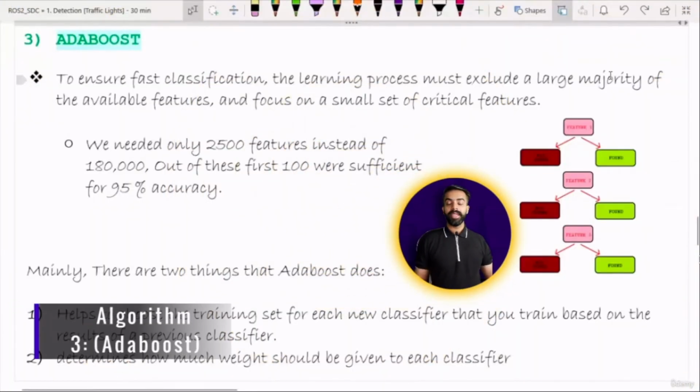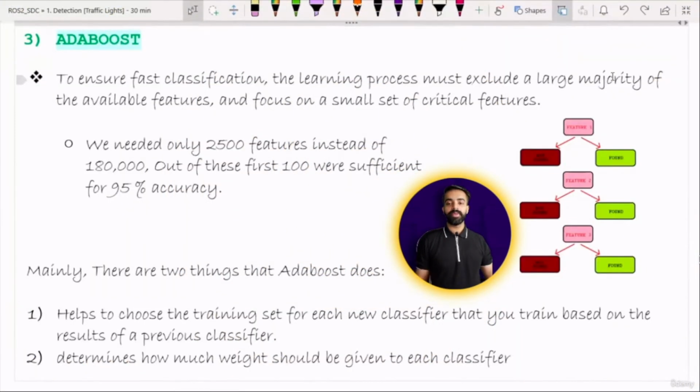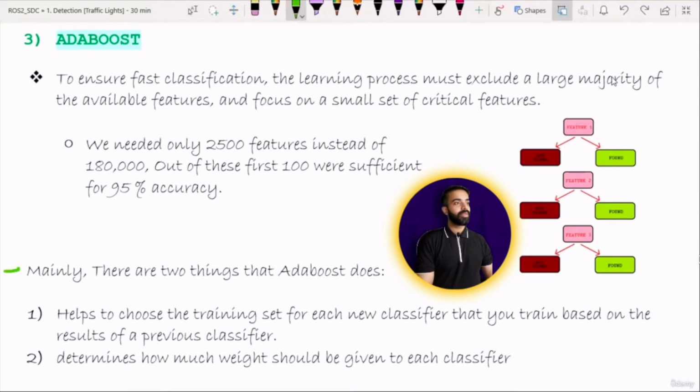A critical component in making the Haar cascade an efficient algorithm was AdaBoost. The concept was to exclude a large number of less important features and only focus on the most important ones. This meant that we only required 2,500 features instead of the 180,000. This was a reduction of a whopping 98.6% overall. Mainly, there are 2 things that AdaBoost does. Number 1, it helps to choose the training set for each new classifier that you train based on the result of the previous classifier. Number 2, it determines how much weight should be given to each classifier. This means that the most important classifier would be given the most weight and will be sorted out from the rest.